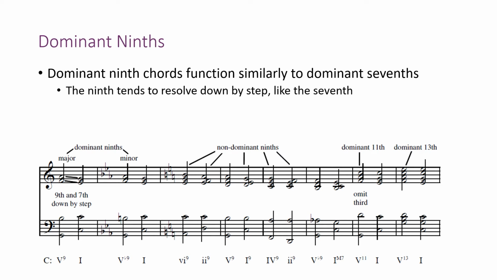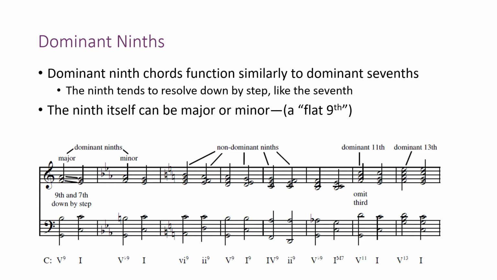Let's look a bit at how the dominant ninth chord works. It's very similar in function to a dominant seventh chord. So a dominant seventh chord would do this, and a ninth. You see that the ninth tends to resolve down like the seventh does, by step. In a minor key, we would have a minor ninth. So the ninth above the root can be a major ninth or a minor ninth, or what we sometimes call a flat ninth. You can even add that flat nine in a major key to give a little bit of flavor.